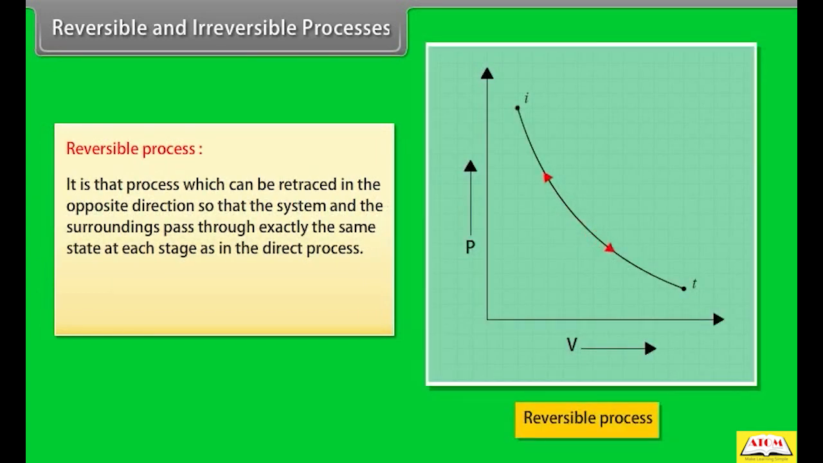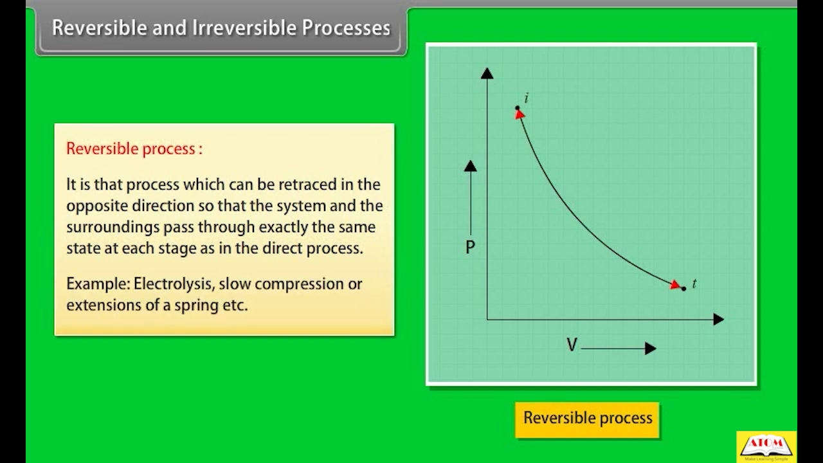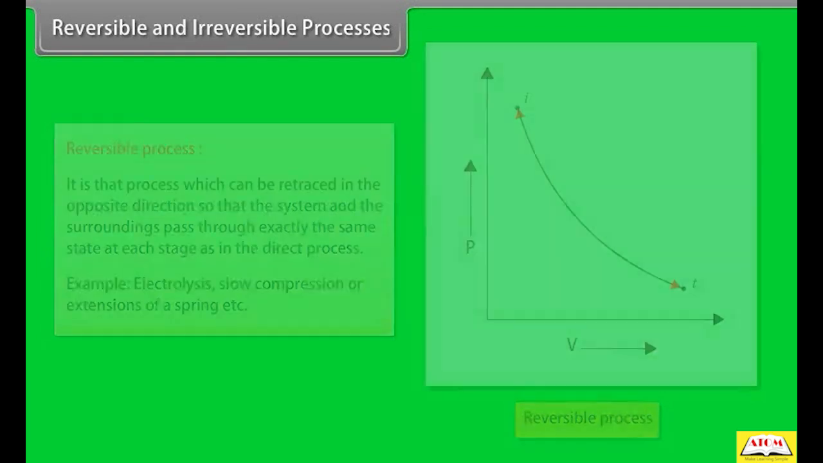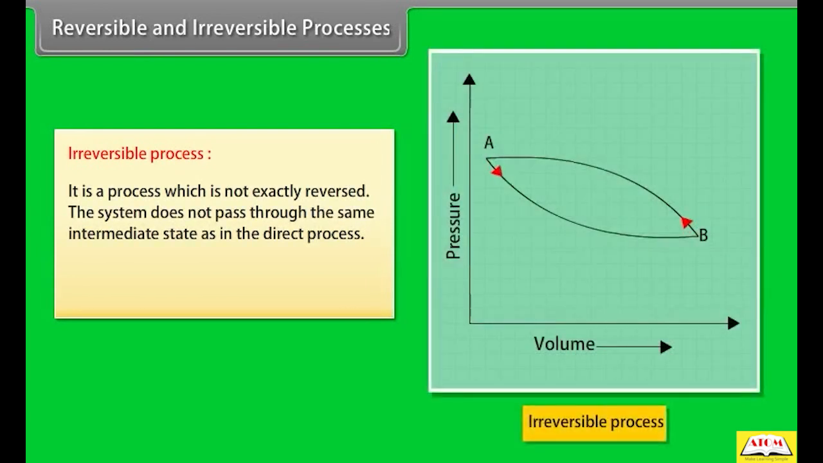Reversible and irreversible processes. Reversible process: it is the process which can be retraced in the opposite direction so that the system and the surroundings pass through exactly the same state at each stage as in the direct process. Electrolysis, slow compression or extension of a spring are examples of reversible processes. Irreversible process: it is a process which is not exactly reversed. The system does not pass through the same intermediate states as in the direct process. All chemical reactions and natural processes are examples of irreversible processes.